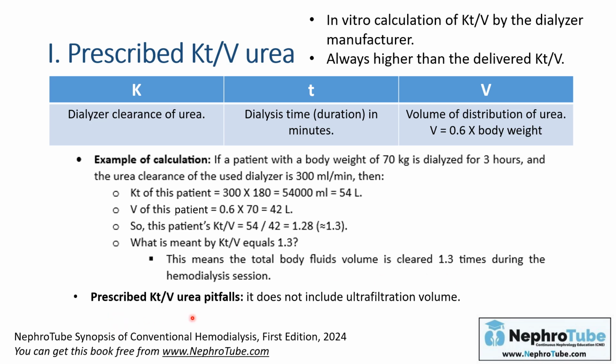Again, prescribed Kt/V only considers the dialysis clearance of urea, duration of dialysis, and volume of distribution of urea, but it doesn't include ultrafiltration volume. So this is one of the pitfalls of this equation, and at the same time, it calculates the Kt/V in vitro, always higher than delivered Kt/V, and we never use it. It is just one of the criteria of the filter in the brochure.